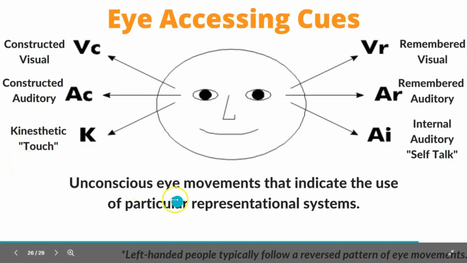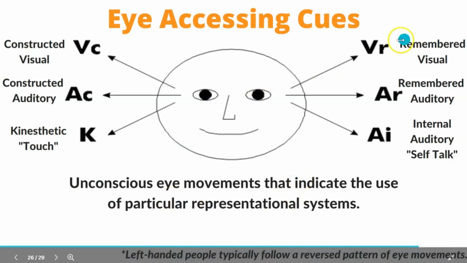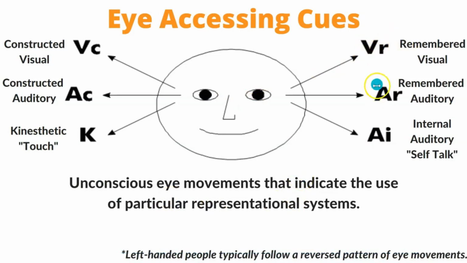Now, typically, left-handed people do follow a reverse pattern. So instead of this being here on the right side, it will be on the left side. And instead of this being on the left side, it will be on the right side.